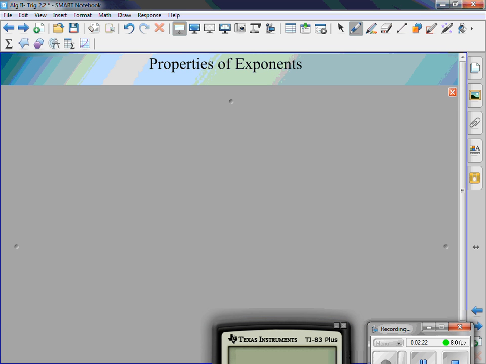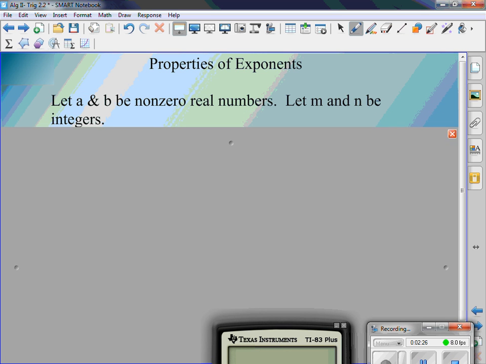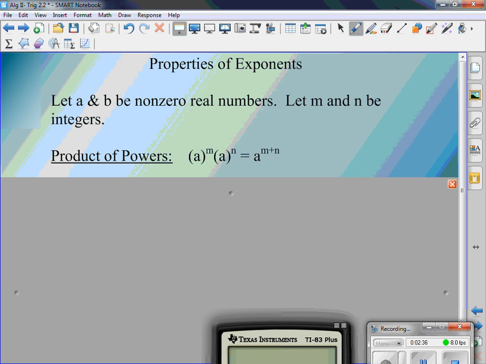Now for the properties. For all of these, we're going to let a and b be non-zero real numbers, and m and n are going to be integers. The product of powers: a to the m times a to the n is a to the m plus n. Let me explain this one.